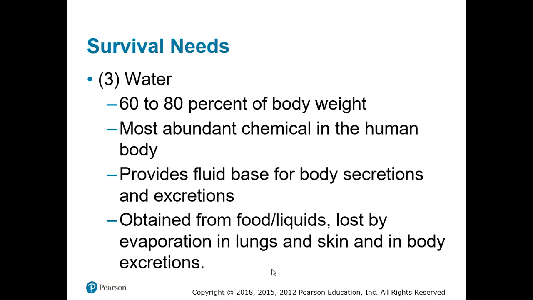The reason for this is that it provides a fluid base for any body secretions or excretions. It also helps you make all your interstitial fluids. Some ways you can get water is through your food or through liquids.